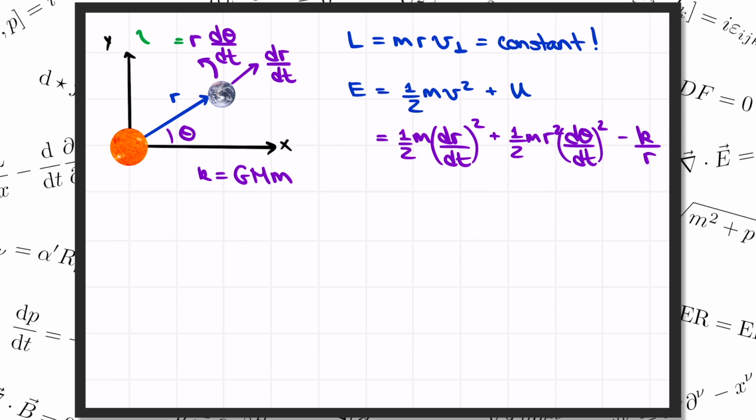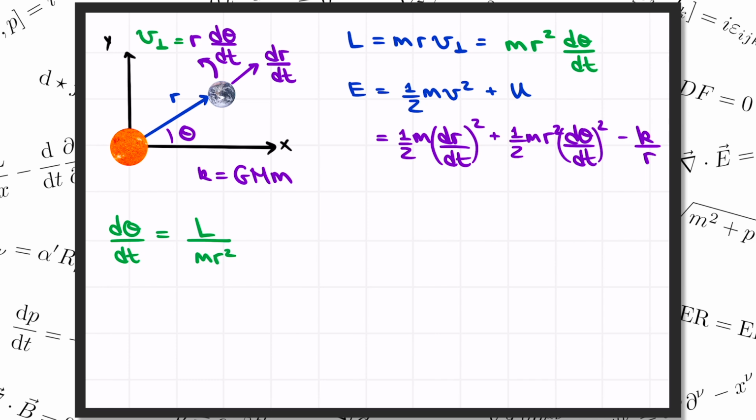Notice that the angular velocity here is what we called v perp before. It's the component of the velocity that's perpendicular to the radial direction. So that means that the angular momentum is m times r times the angular velocity, which is r d theta by dt. That's a remarkable formula because it says that if we know the radius of the planet, then we automatically know what its angular speed is. d theta by dt equals L over m r squared.